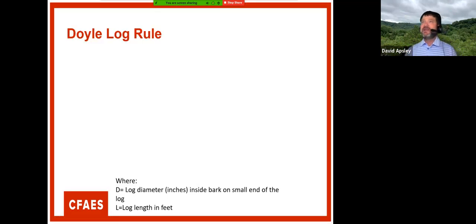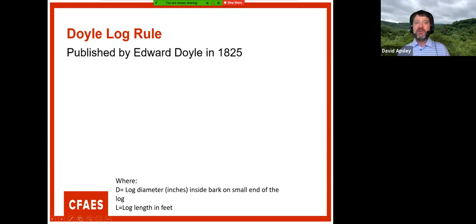So now that we've got diameter and we've got a height measurement, we can actually determine the volume of a tree, or how many board feet are in that tree. And the standard in Ohio and a lot of the forest products industry in the eastern United States is the Doyle Log Rule. A little information on Doyle. It was published by Edward Doyle in 1825, so things haven't changed much in the last almost 200 years now.